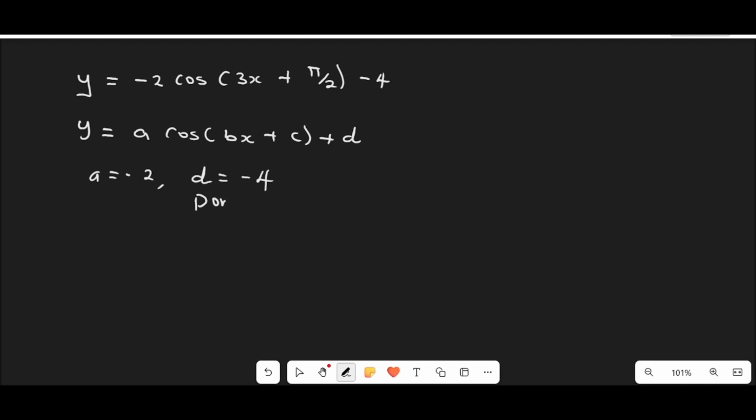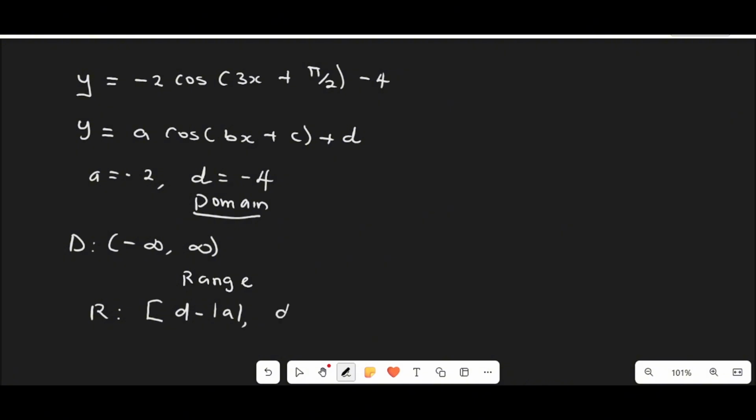Domain. The cosine function is defined for all real numbers. So our domain is negative infinity, comma, infinity. Range. Our range is [d minus absolute a, comma, d plus absolute a].